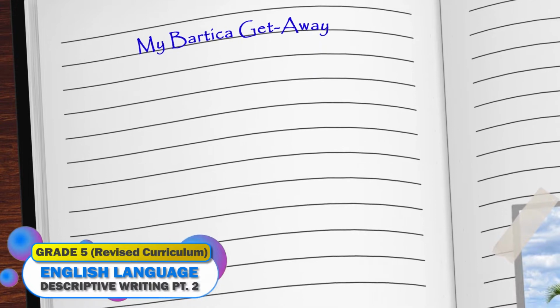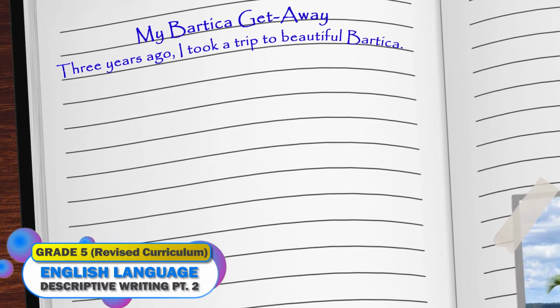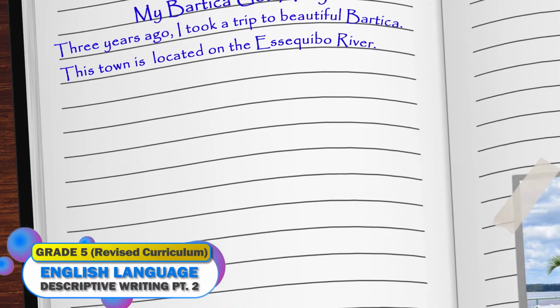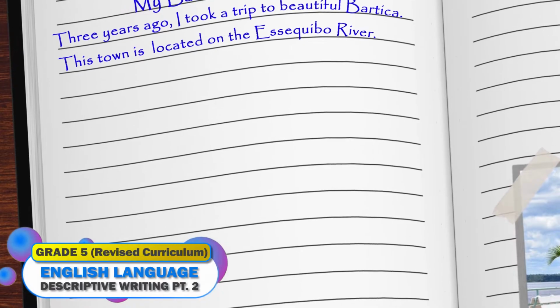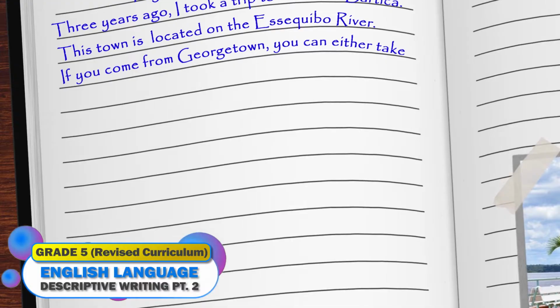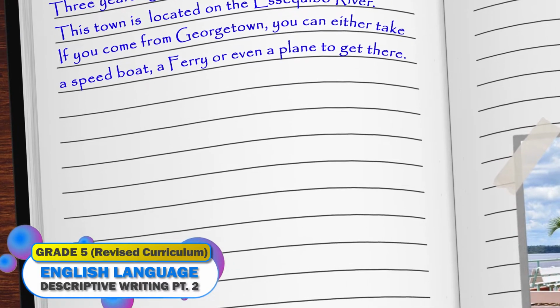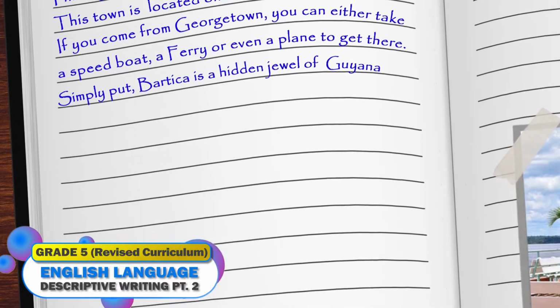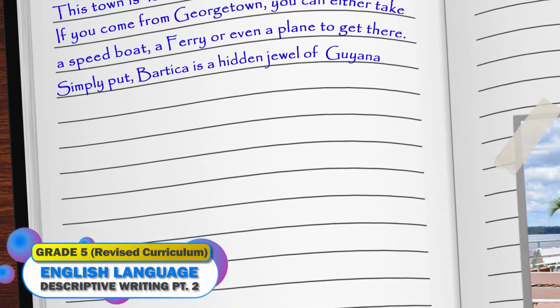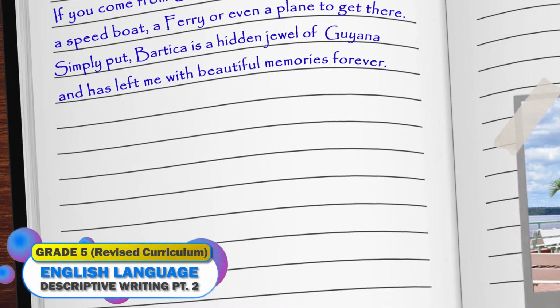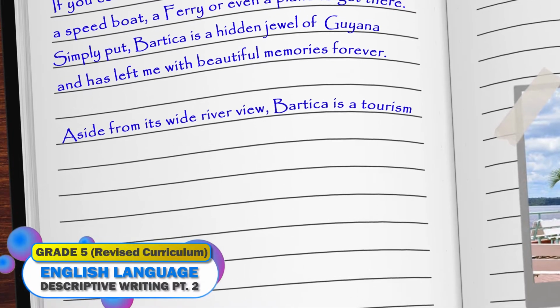Let's look at it. 3 years ago, I took a trip to beautiful Bartica. This town is located up the Essequibo River. If you come from Georgetown, you can either take a speedboat or a ferry, or even a plane to get there. Simply put, Bartica is a hidden jewel of Guyana and has left me with beautiful memories forever.